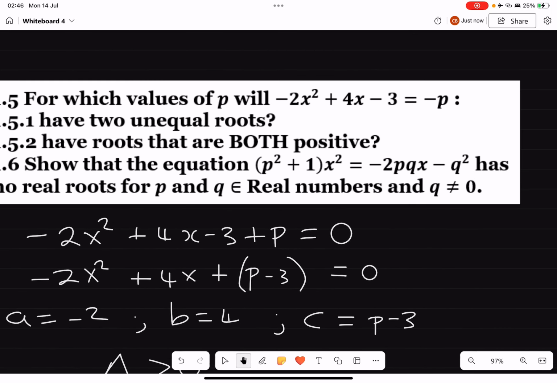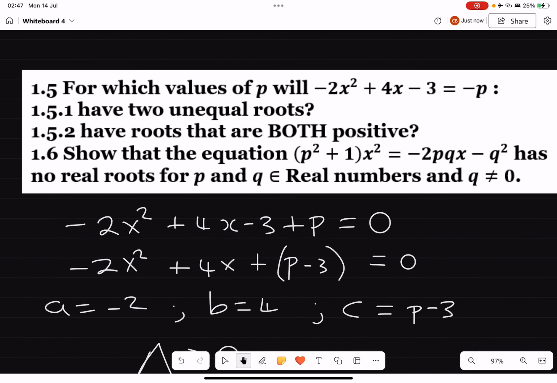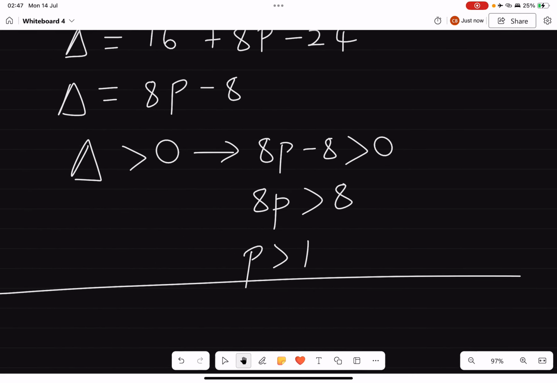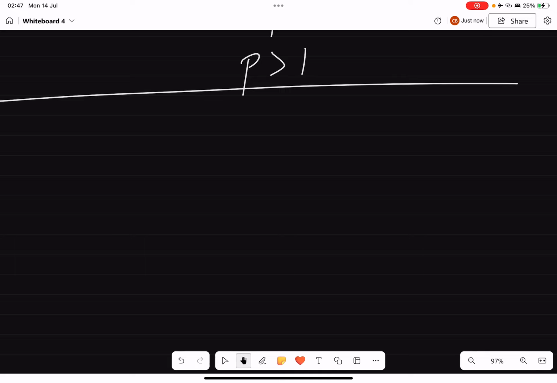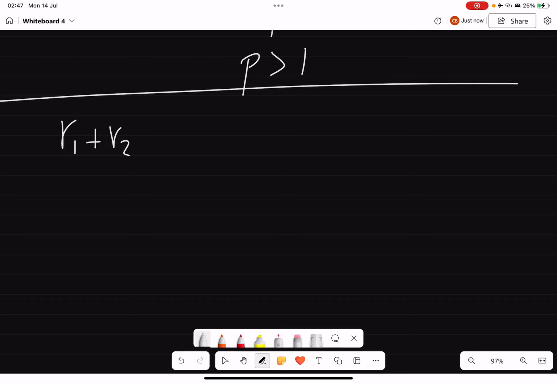Now let's go and check the next question. The next question, we want to have roots that are both positive. Okay. So for the roots to be positive, if all of them are positive, we know that when we add two positive numbers, we are going to have a positive number, which means root 1 plus root 2 is going to be bigger than 0. But the sum of roots in any quadratic equation is always minus b over a. You need to remember this. This is very important.